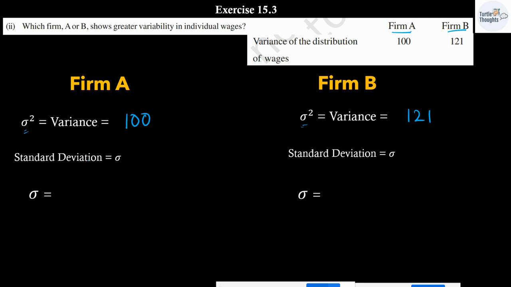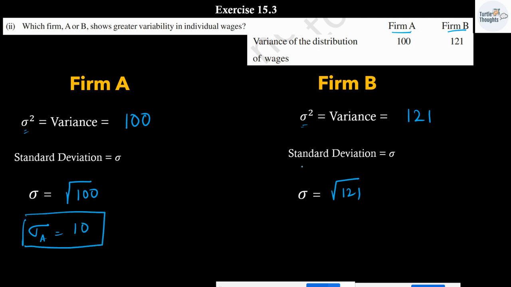Standard deviation we have to find out. In order to find the standard deviation, we can just take the square root of variance because standard deviation is going to be just sigma. Here we will be getting the value as root of 100. Here I will be getting the value as root of 121. So sigma for firm A or standard deviation for firm A is going to be 10 and standard deviation for the firm B is going to be 11. Larger the standard deviation, greater will be the variability, right?